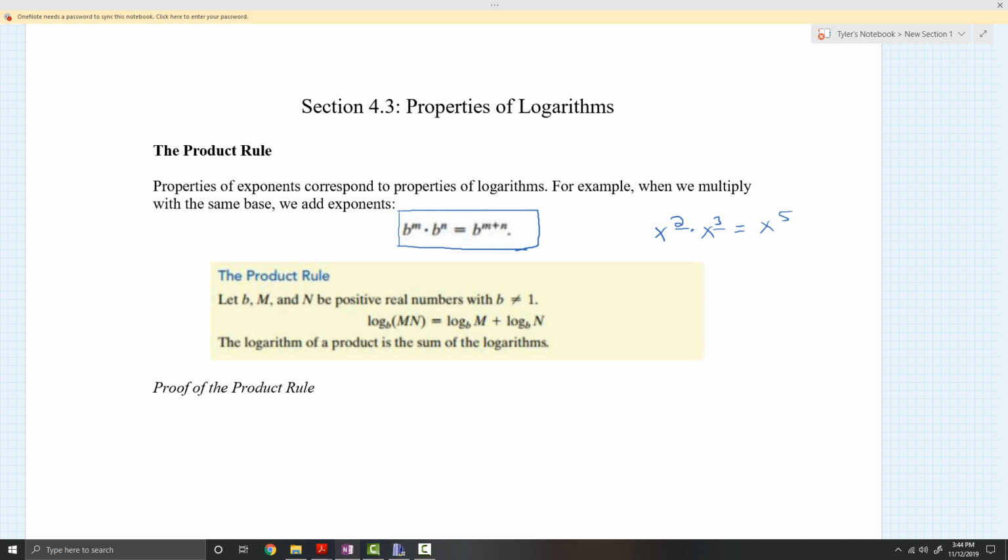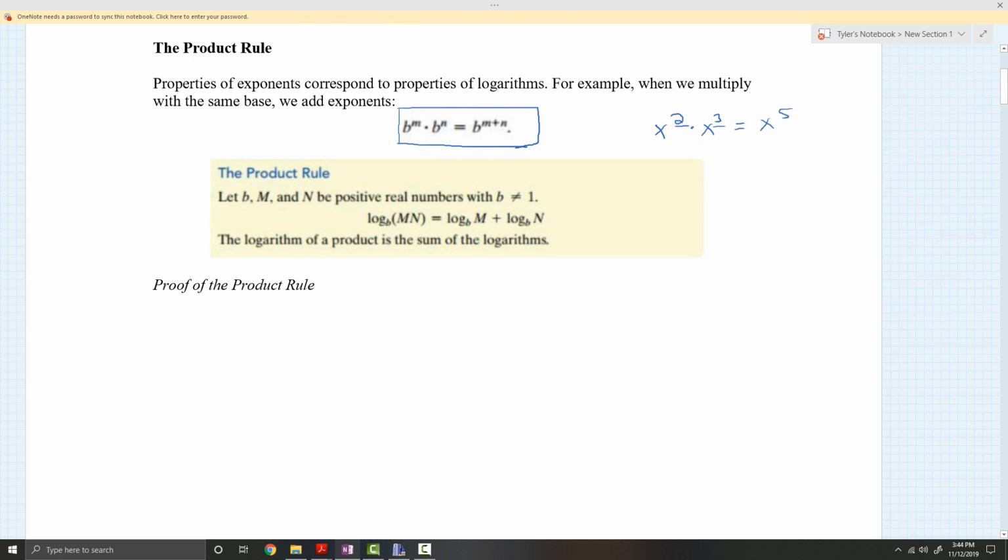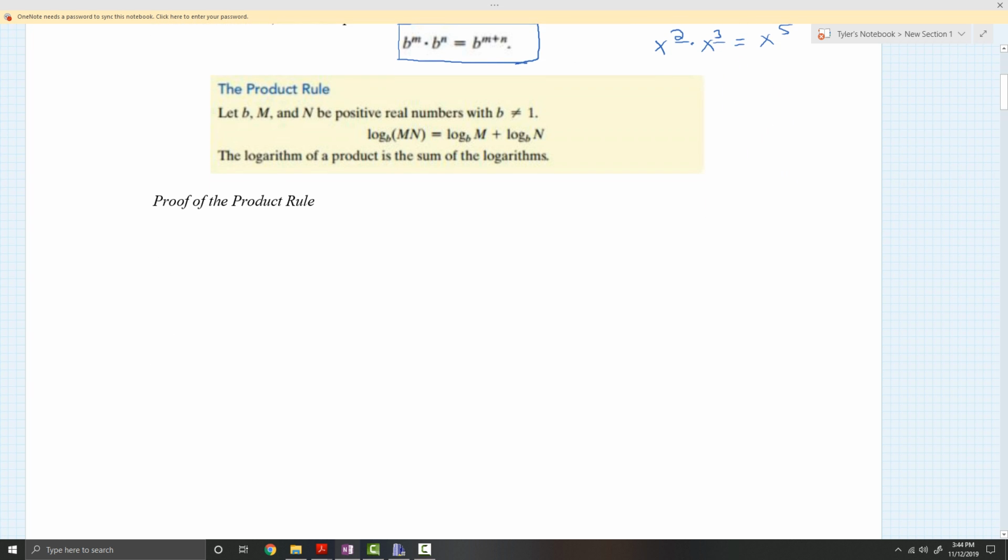I won't do this for all of them, but for the first one, I want to go through a pretty formal proof of the product rule, and that way you can really see that these two things are connected: logs and the properties of logs and the exponent properties. Now, you can do this for all of them. I won't, just for time's sake.